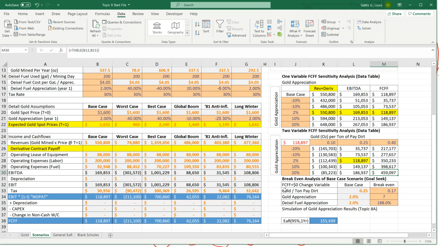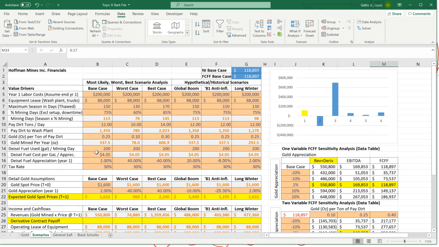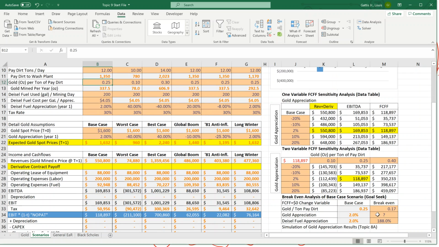And then I have some break-even analysis. So break-even analysis, as long as they find 0.17 ounces of gold per ton, that would be varying the value in B12, they would exactly have free cash flows of 0. So they're expecting 0.25 ounces of gold, but if they have 0.17, they break even. Let's do gold appreciation. They're expecting gold, or my model has gold appreciating 2%. What appreciation of gold or depreciation will make them have free cash flows of 0 or break even?